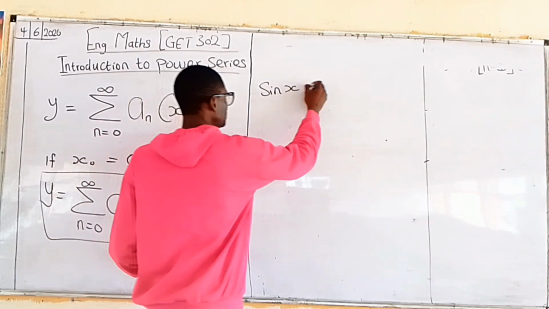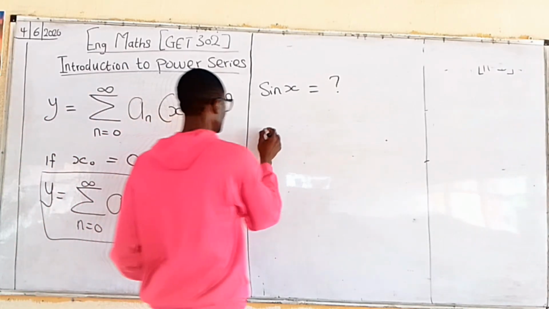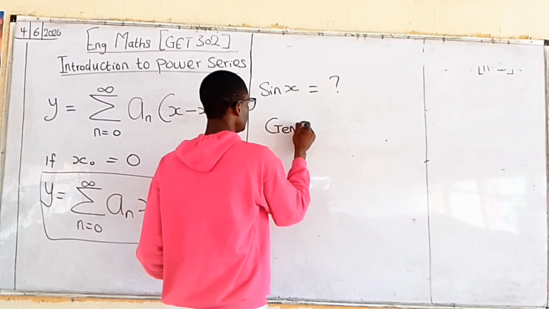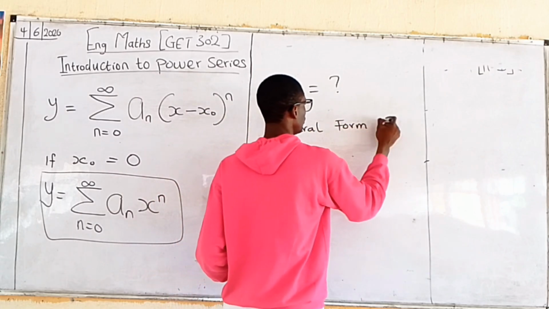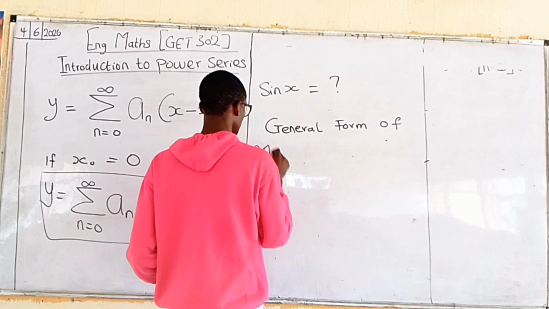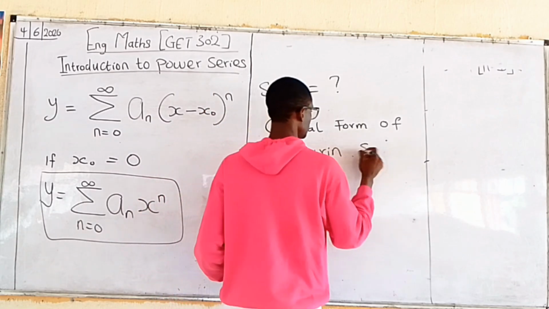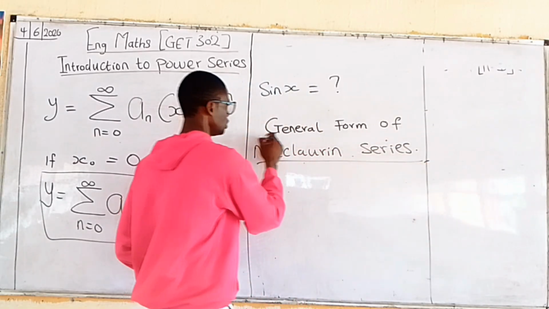So this can be represented in a certain way, but let's not go into it. Let's talk about the general form of Maclaurin series. The general form of Maclaurin series.